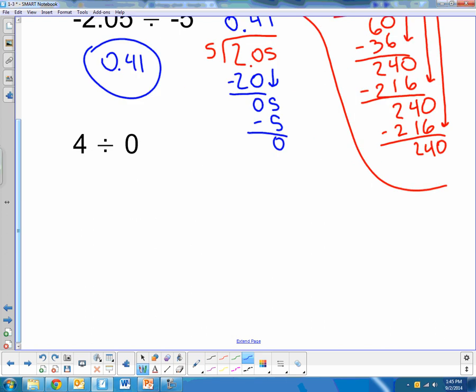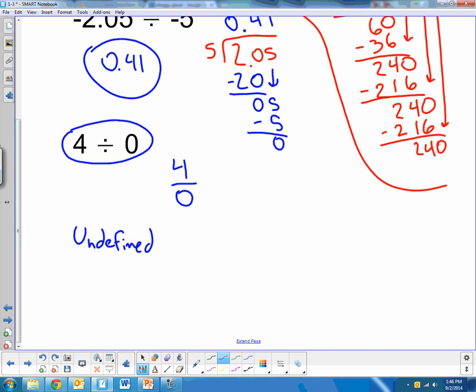And so 4 divided by 0, whenever you're dividing by 0, either like this or in this way here, it is undefined. And that's your final answer for that. 4 divided by 0 is undefined. We don't have a definition for that. That doesn't work. It doesn't even work with our imaginary numbers. It doesn't work with any numbers. You can't divide by 0.